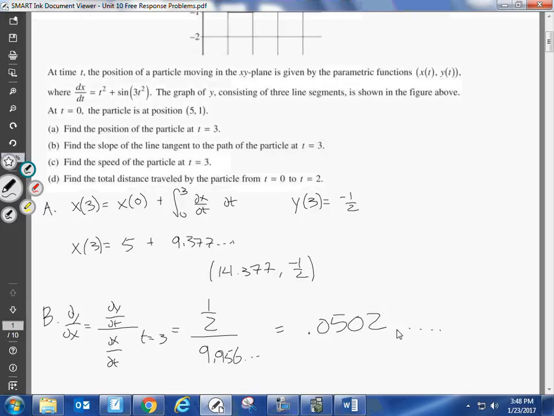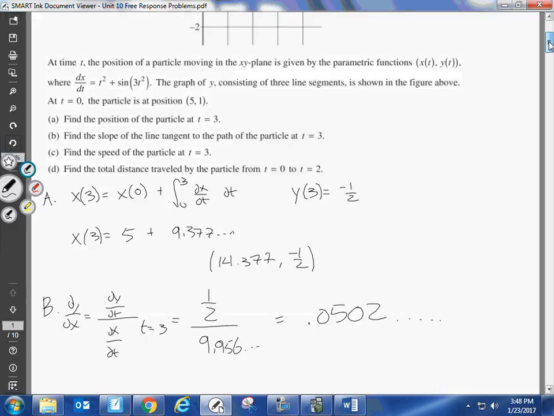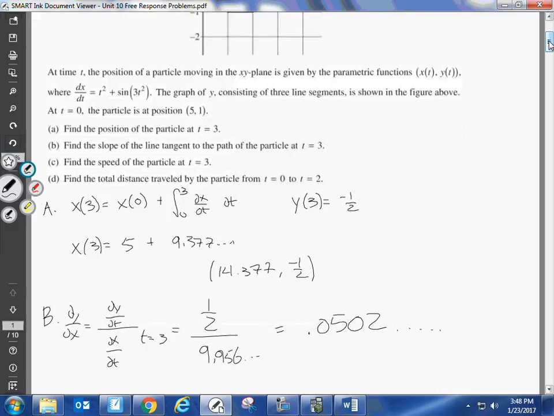You got to find dy dt divided by dx dt to find dy dx at t equals 3. What's dy dt? Well, you have the graph of y. dy dt would be the slope of the tangent of y. So it's the slope of this line segment, which is 1/2, yeah. And then divided by dx dt, well, you're given dx dt, so you just plug 3 into this. Make sure you're in radian mode, not degree mode.